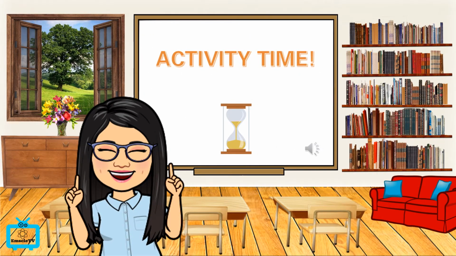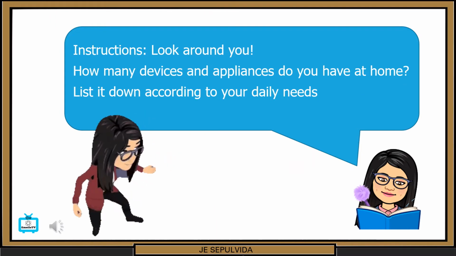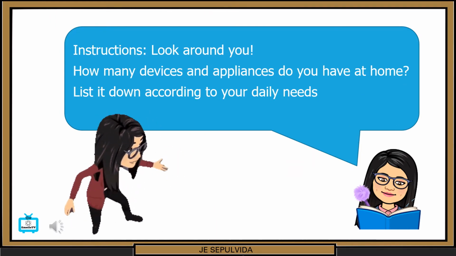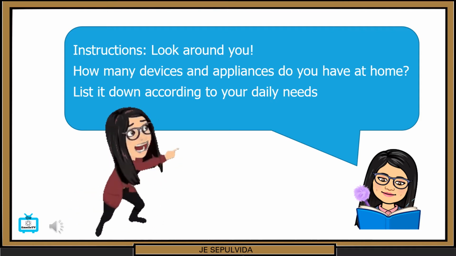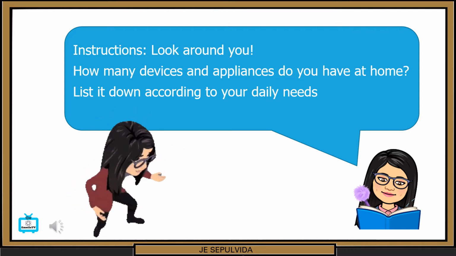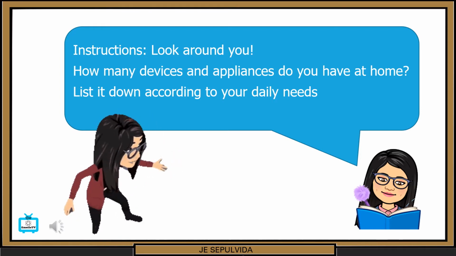Are you ready for our first activity? Grab your pen, answer sheets, and look into your module. Instructions. Look around you. How many devices and appliances do you have at home? List it down according to your daily needs. You have 10 minutes to finish this activity. Start now.